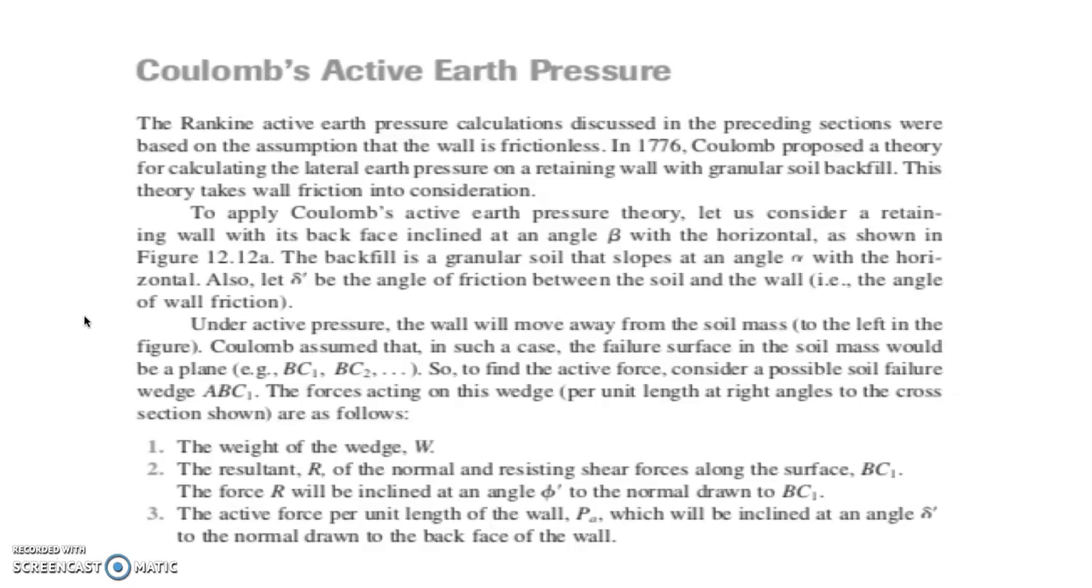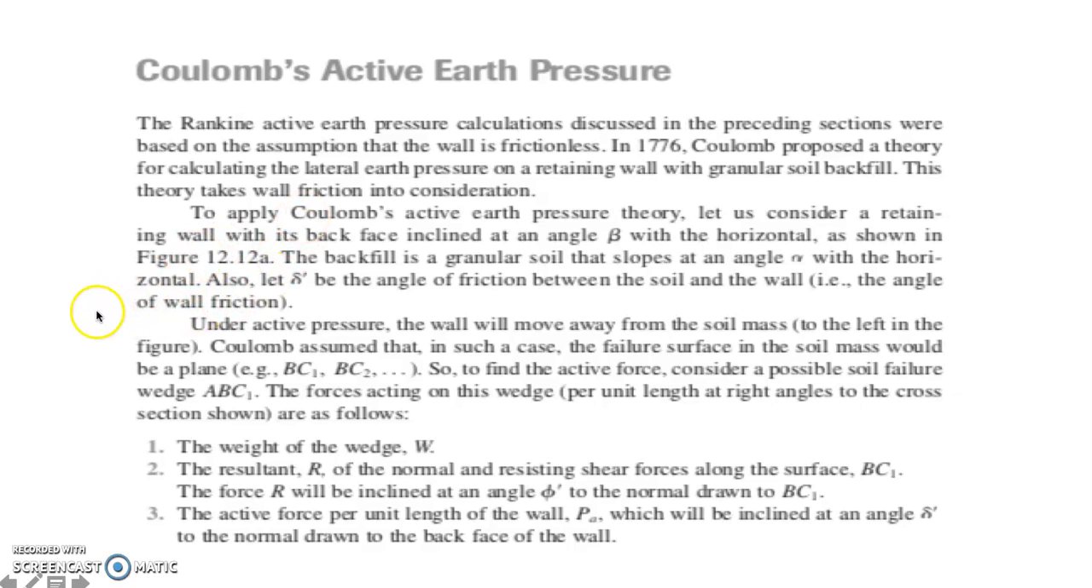However, there is one person, his name is Coulomb. He proposed a theory wherein he computed the lateral earth pressure on a retaining wall with granular soil backfill, and based on his theory, he considers the friction of the wall. So that is the difference between the two. For Rankine, a frictionless wall. For Coulomb, his theory now considers the friction of the wall, or wall friction.